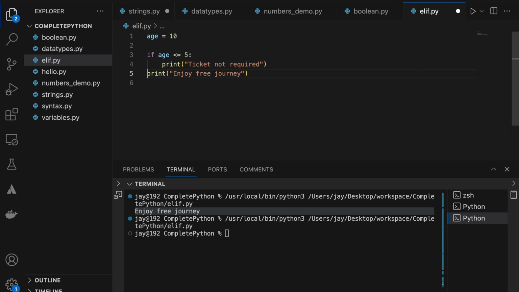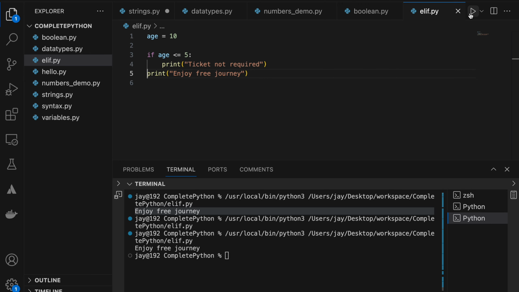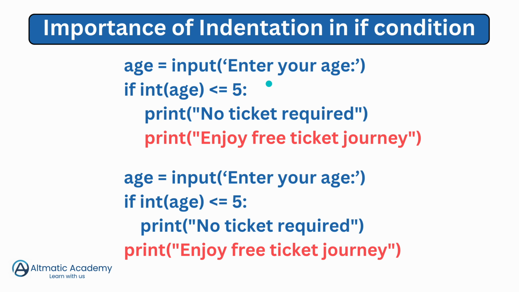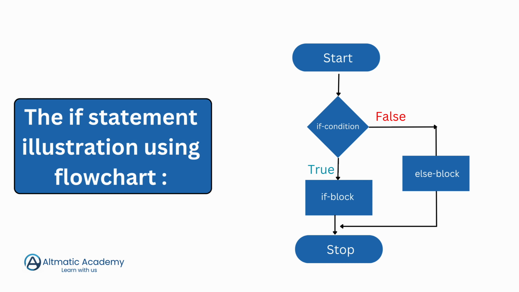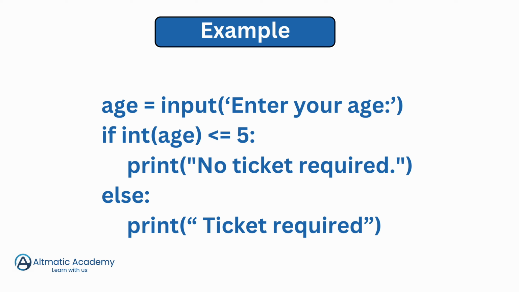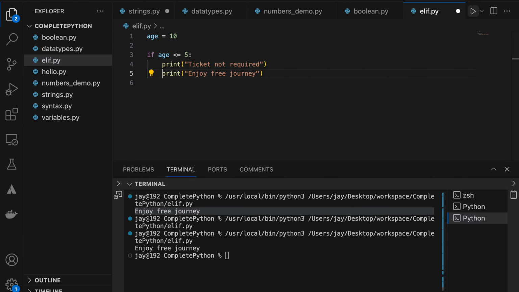But once we put it here, it is printing. So this is how you can see indentation is important, right? Now we are clear with the if else. This is the flow chart, and I've also given one example here, how with age, we can get a free enjoy journey, and you can write here with the two statements always.